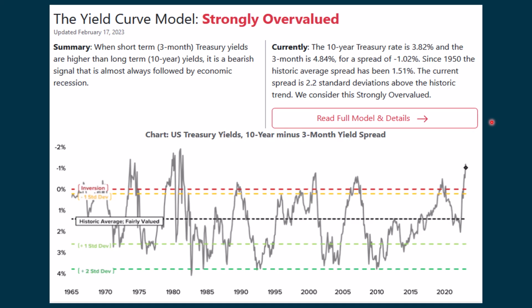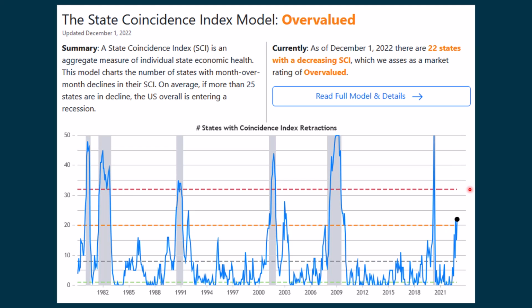The first one is called the yield curve model. And this is very overvalued right now, or strongly overvalued, because we are inverted. This compares the 10-year yield with the 3-month yield, and the 3-month yield is higher than the 10-year yield right now, and that's why we're getting such a crazy reading right now, and that's suggesting that we might see a recession going into the future.